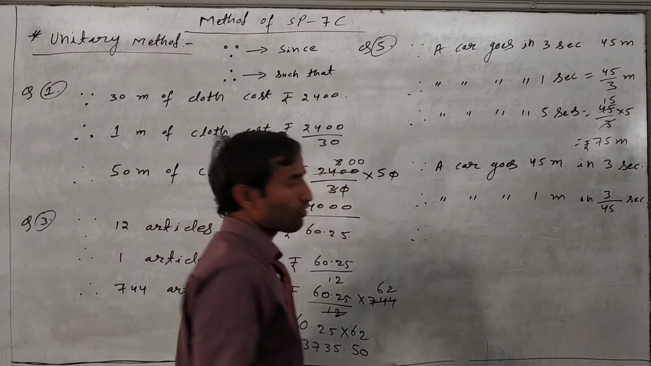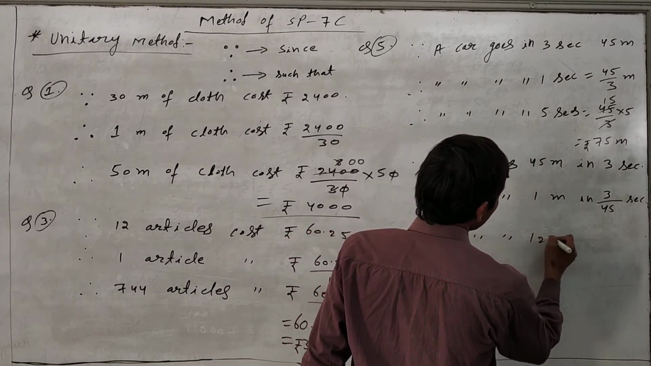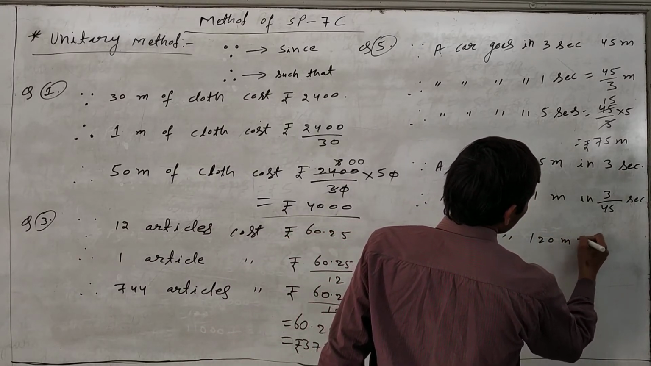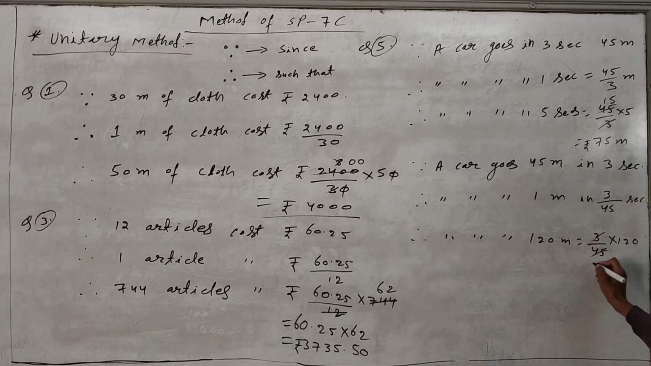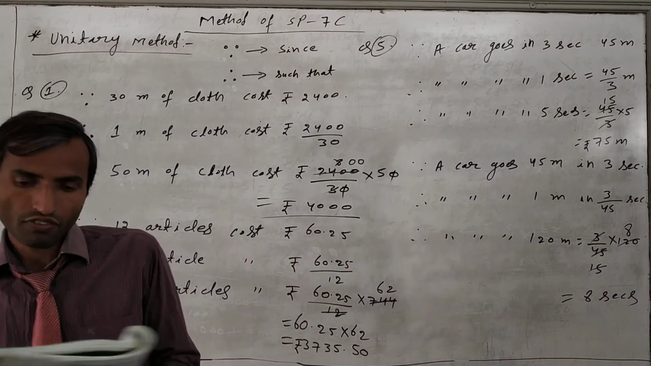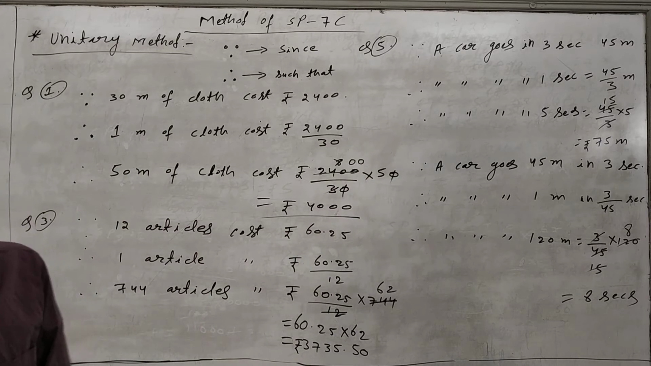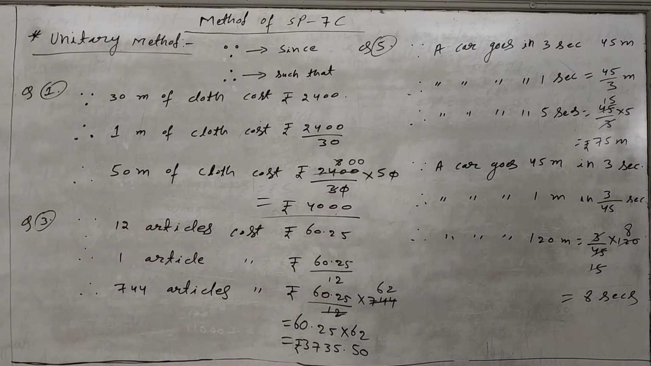Now we have to find for 120 meters, so we will again multiply for 120 meters. So it will come 3 upon 45 into 120. First of all we will cancel: 15 threes are 45, then 8. So it will come 8 seconds. So the car can go 120 meters in 8 seconds. This is the final answer for both parts. Now question number 5 is completed. Now we have to do question number 7. All of you read question number 7 first, then we will do it.